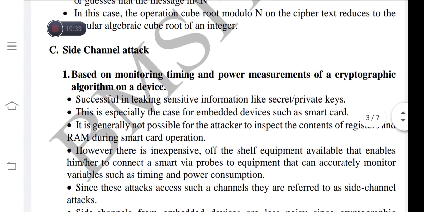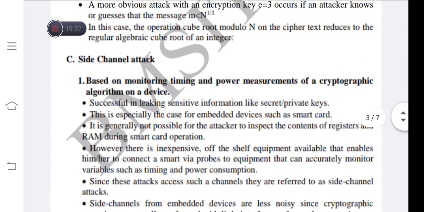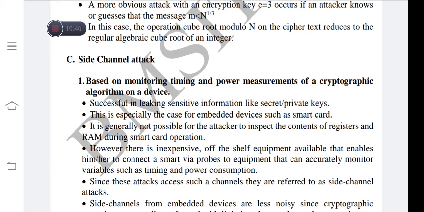So next, the third method is the side channel attack. A side channel attack can be done in two ways. The first is based on the time and power measurements of a cryptographic algorithm on a device, and the second one is by inducing faults into a device. Let us see one by one. Again, all these are very simple concepts. The first method of side channel attack is by monitoring the timing and power measurements of a cryptographic algorithm on a device.